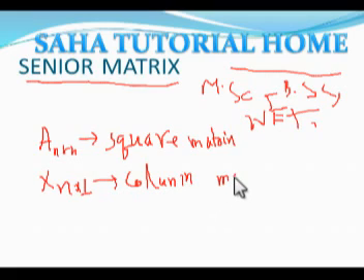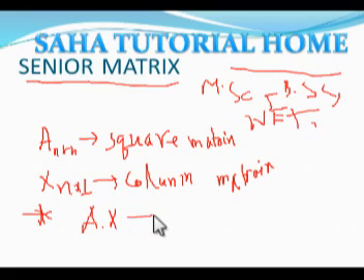Now after assuming these matrices, we will form an equation. This is important, I am marking it with a star. This is a very important equation: A dot x is equal to lambda dot x, where lambda is just a scalar.